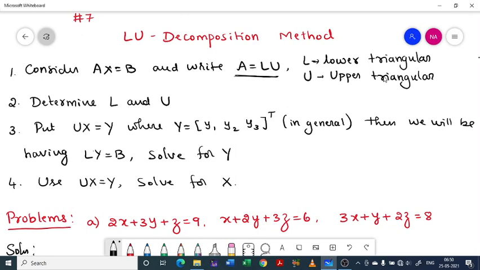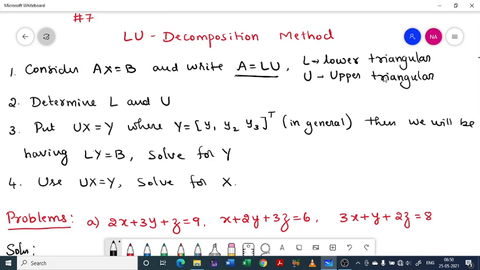Then you need to consider LY equal to B. From that you have to determine Y, because L and B are known. After finding Y, again you need to consider the equation UX equal to Y. From that, as U and Y are known, you can find X. So this is the working procedure of the LU decomposition method.